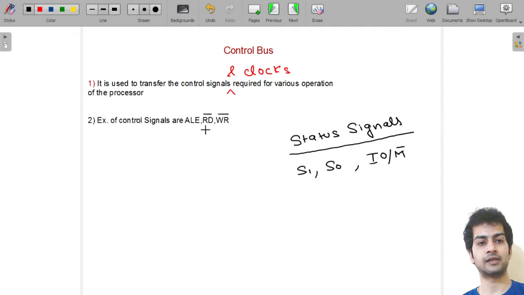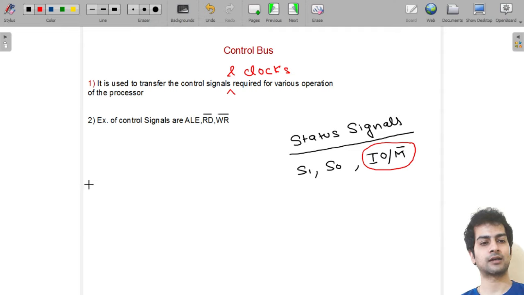See, this ALE, read bar, write bar, S1, S0, input output, memory bar, we are going to discuss in details. Don't worry about it. Here we are just defining some things. So I am telling that control signals are three: ALE, read bar, write bar. Status signals are S1, S0, input output, memory bar. Generally the confusion is regarding this. Many times students confuse that this is the control signal and they make mistakes in the exam. Okay.